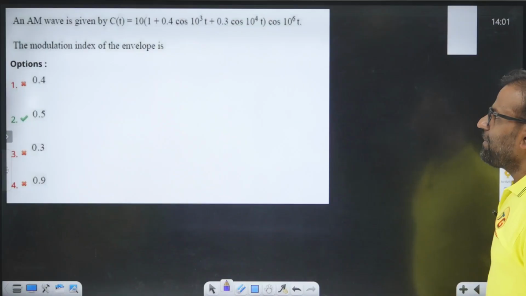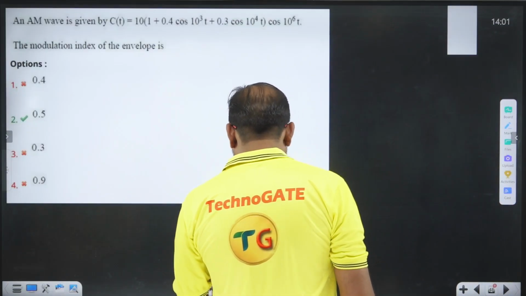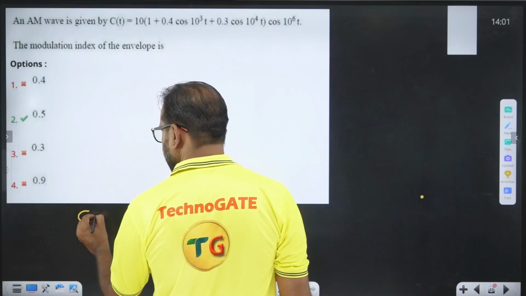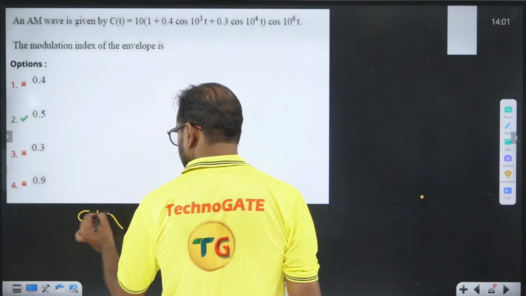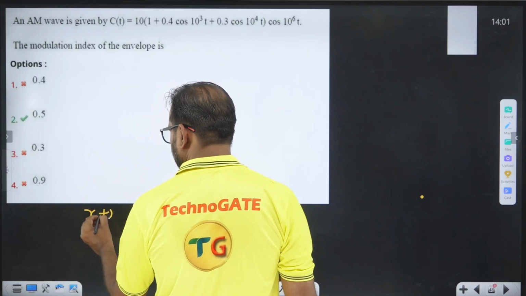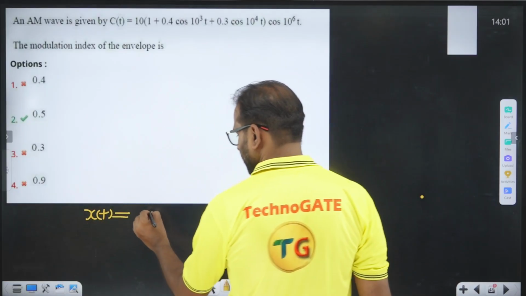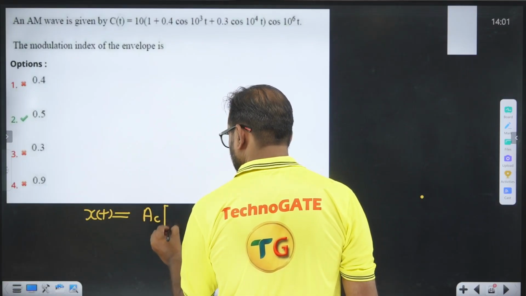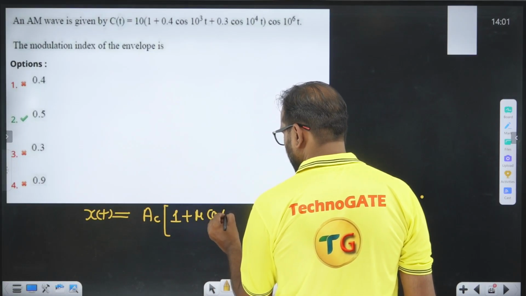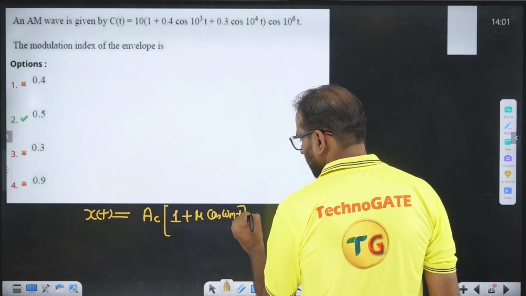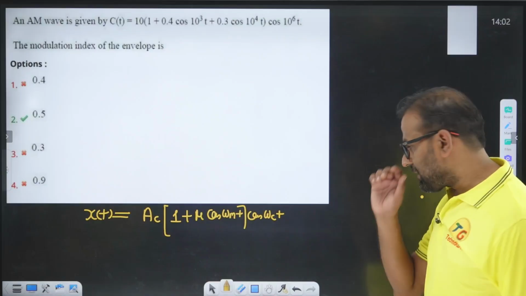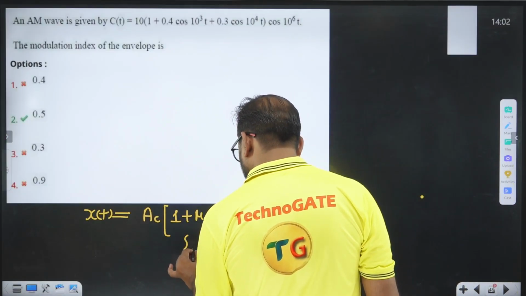An AM wave is given by this. When you look at this, this is the standard equation for the amplitude modulated wave. What is the standard equation? Let me write x(t). x(t) is what? Amplitude modulated signal. And the amplitude modulated signal is given by Ac(1 + mu cos(omega_m t)) multiplied by cos(omega_c t). Correct? This is one AM signal.